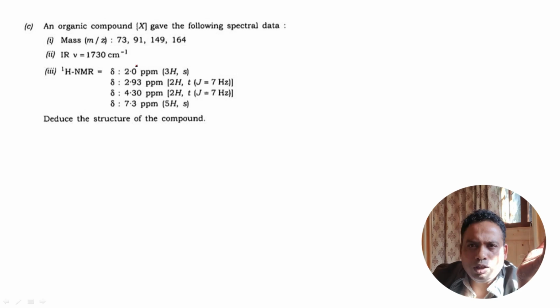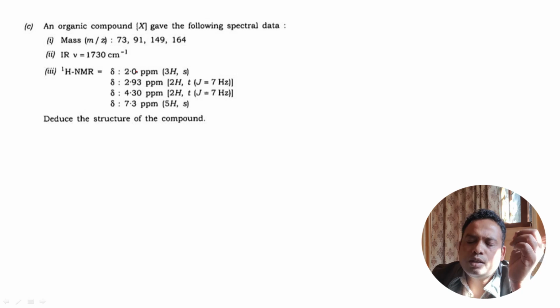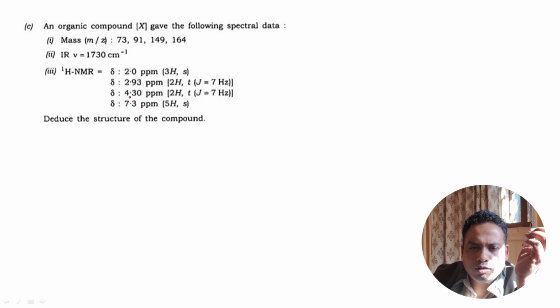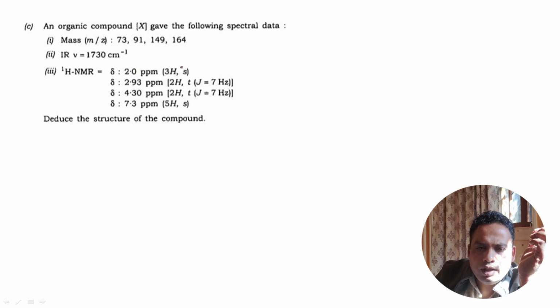It is generally a carbonyl compound. It's quite clear that if you are getting a band somewhere around 1730, most probably it is your carbonyl group. But it depends on the type of molecule, whether this carbonyl group belongs to aldehydes, ketones, or any other functional group. Let's see what this actually is. And then you have been given the proton NMR data.